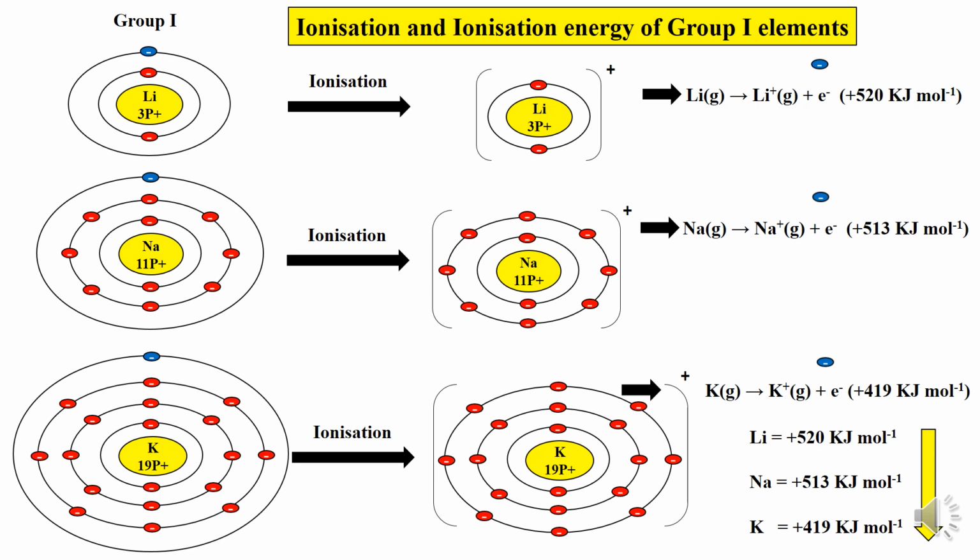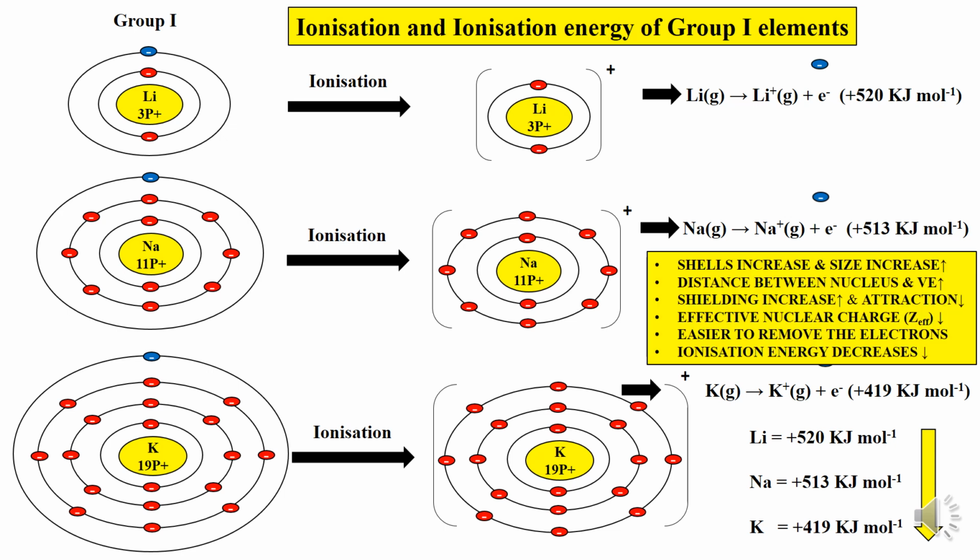So, when you compare and contrast these 3 ionization energy values, what do you learn, or what can we conclude? As you go down the group, you can see the ionization energy value is decreasing. It is decreased from 520 to 419. So, 520 in case of lithium, 513 in case of sodium, and 419 in case of potassium. You can see a gradual decrease in the ionization energy. Why this particular trend or pattern that you observe?